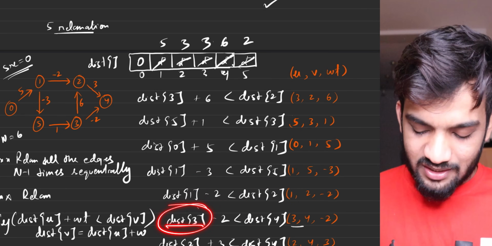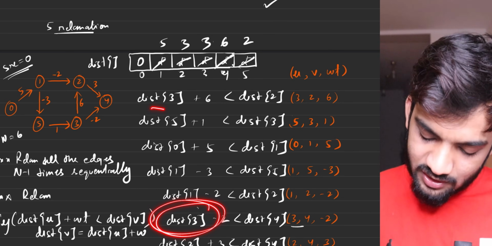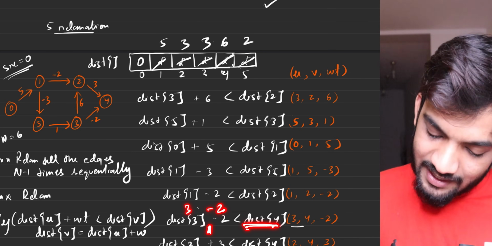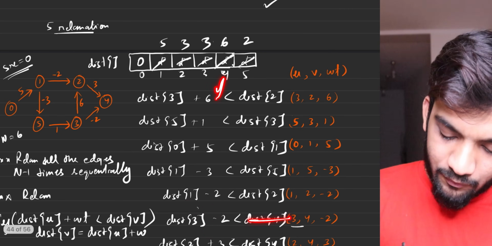What is distance of 3 this time? This time distance of 3 has been computed. 3 minus 2, which is 1, versus 4. Is it lesser than 4? Yes, because 4 is 6. So if you see, 4 is 6.